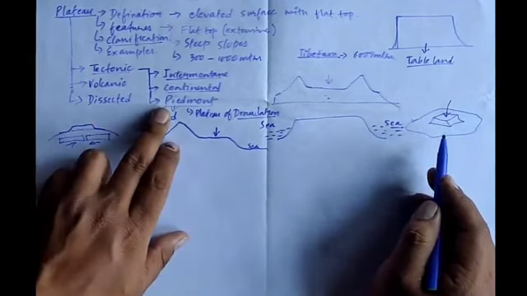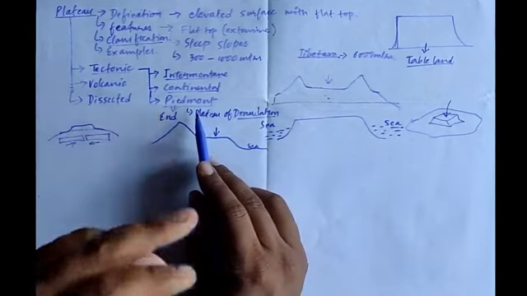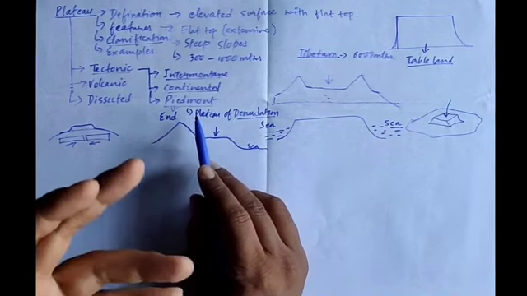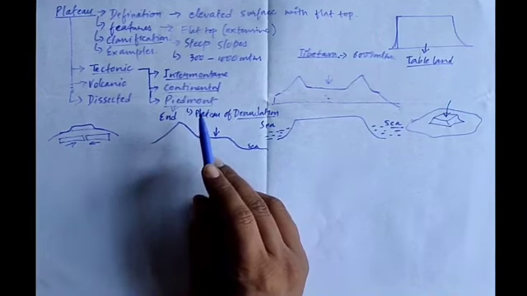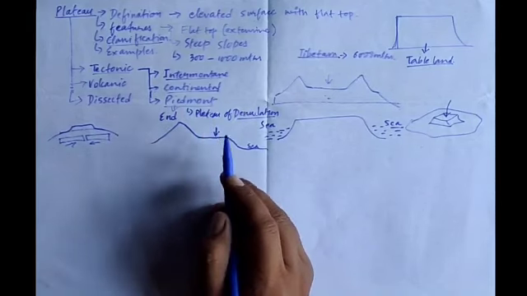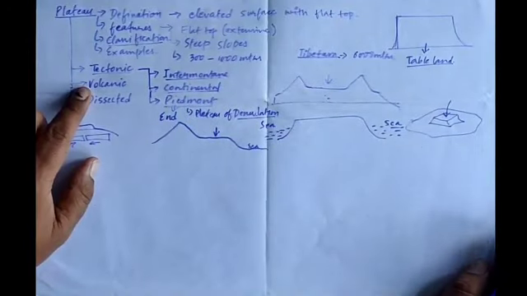Okay, now for examples of Piedmont Plateau, we can find various examples, like in the Appalachian Mountains in the US. At the end of the Appalachians we have several Piedmont plateaus. There are many other examples, like the plateau of Patagonia in Argentina. The plateau of Malwa in India belongs to this category.